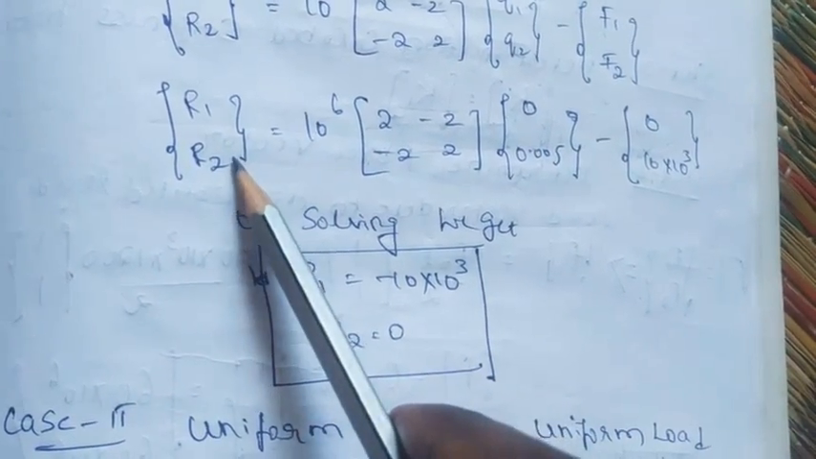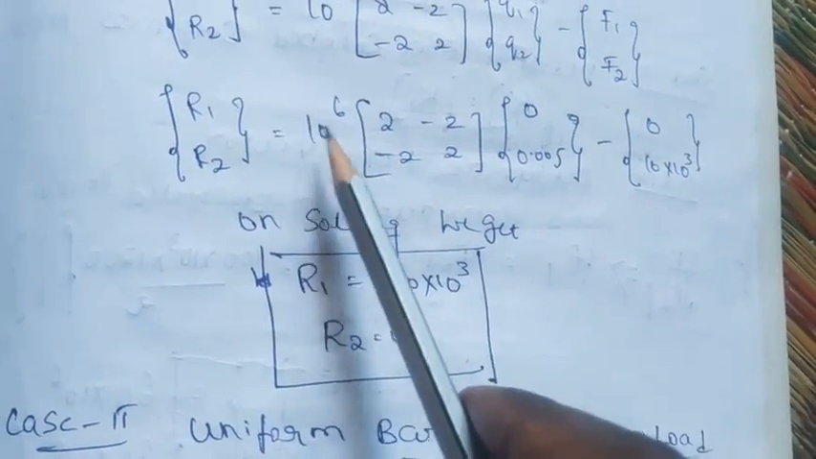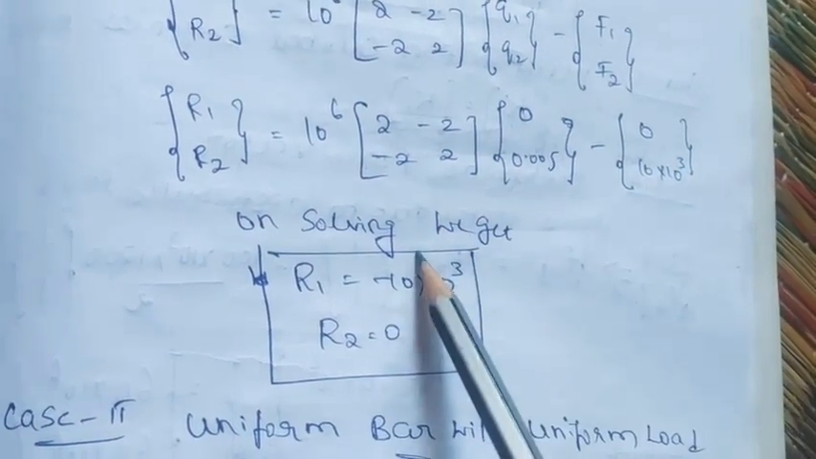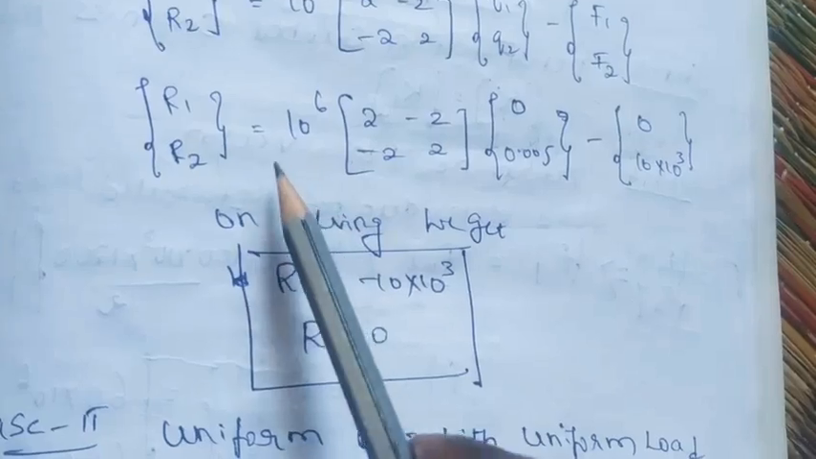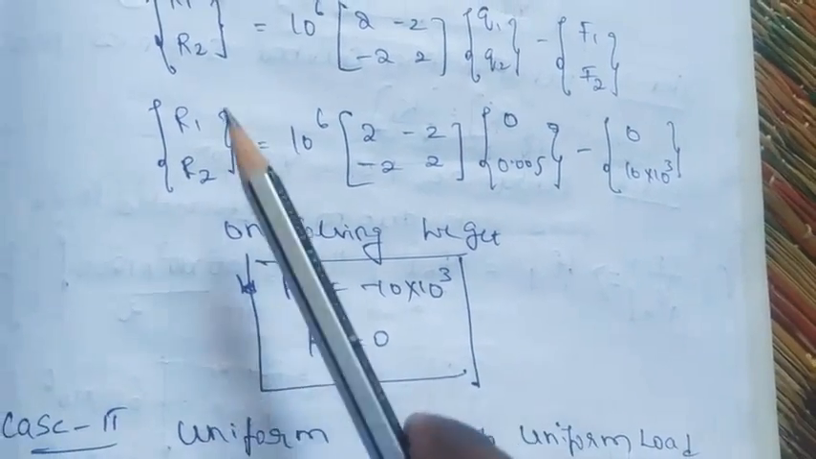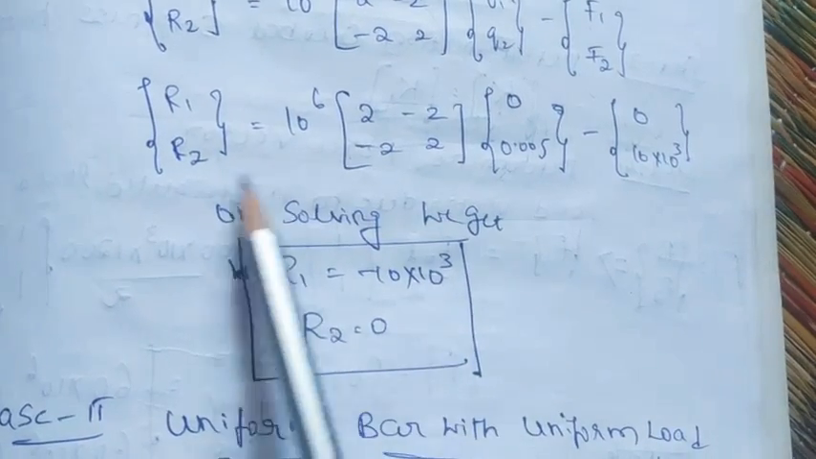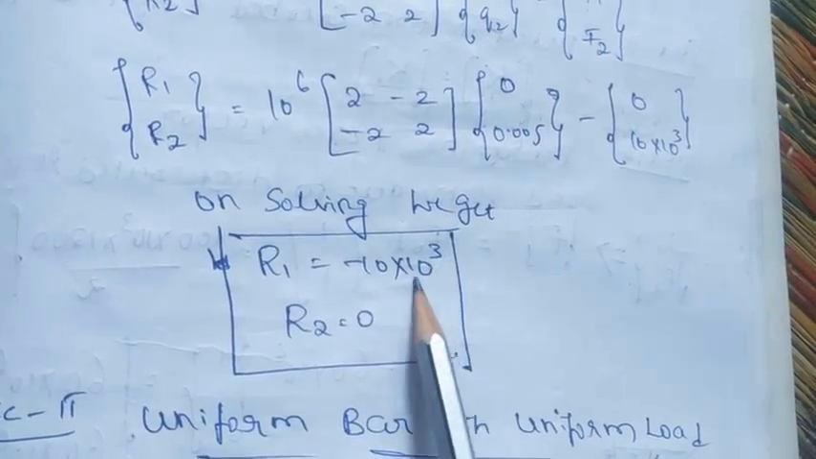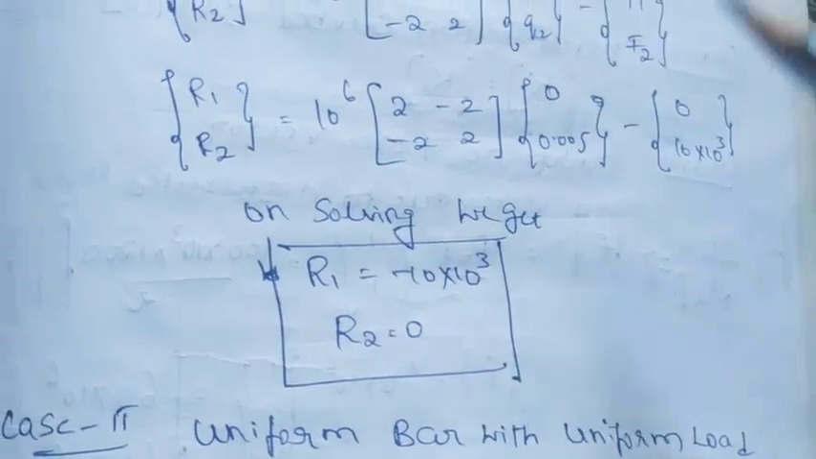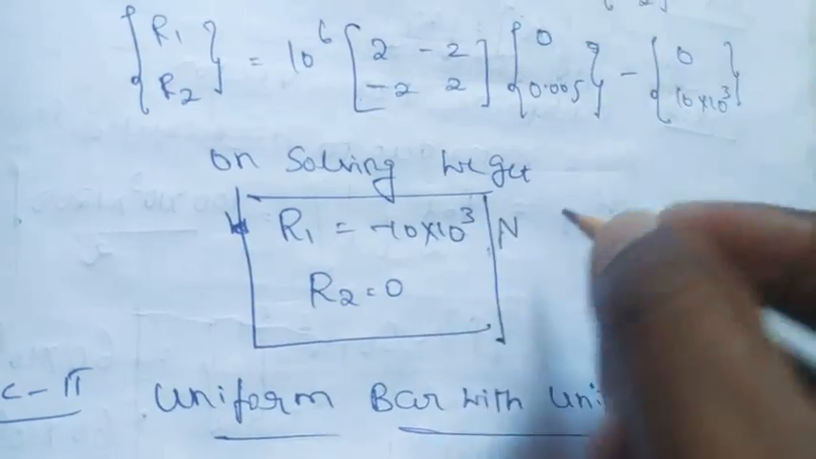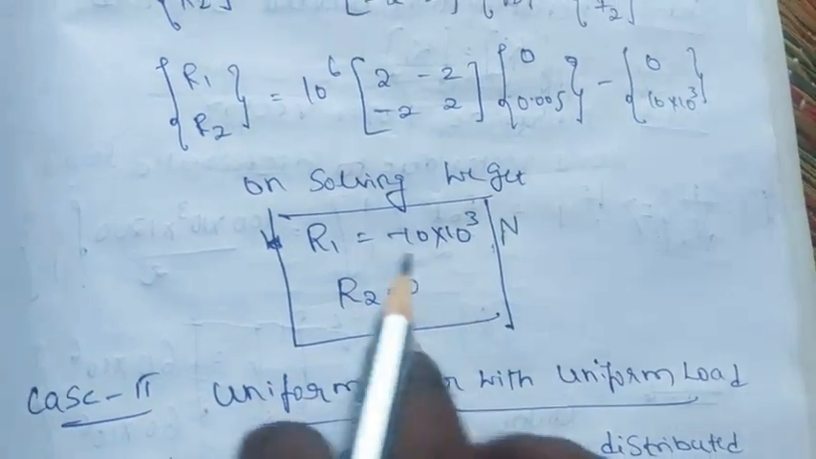After this simplification, you can directly do it by calculator. A scientific calculator has a matrix option, where you can enter these values and directly get the result. I don't have a calculator here, otherwise I could show it. You can check it in any videos. Once you solve it through the calculator, R1 is minus 10 into 10 raised to 3, and its unit is Newton, and R2 is 0. So we can validate that.